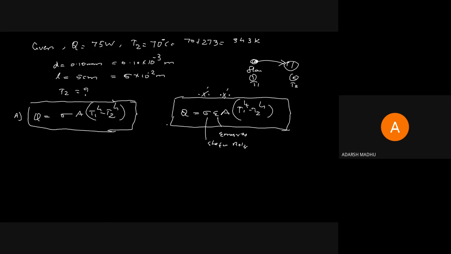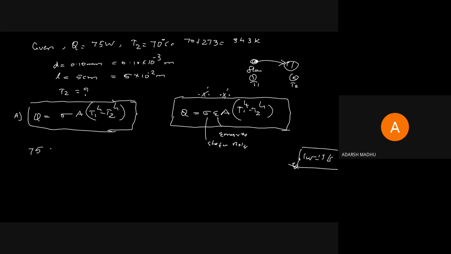In this case, emissivity is not given, so we take it as 1, and we can reduce the equation to this form. Okay, Q is given as 75 watt. Watt means 1 watt equals 1 joule per second. So we can use 75 itself.